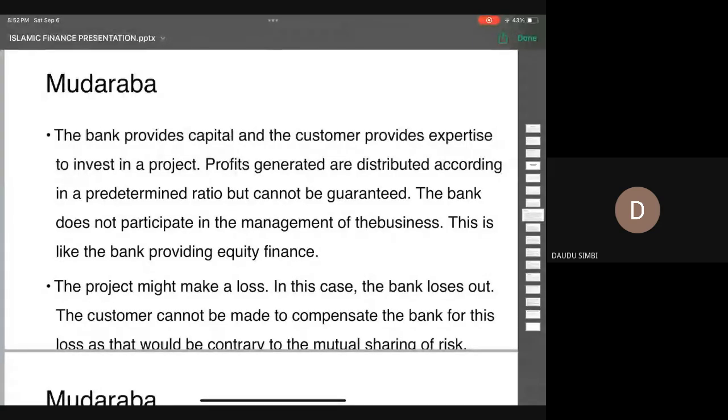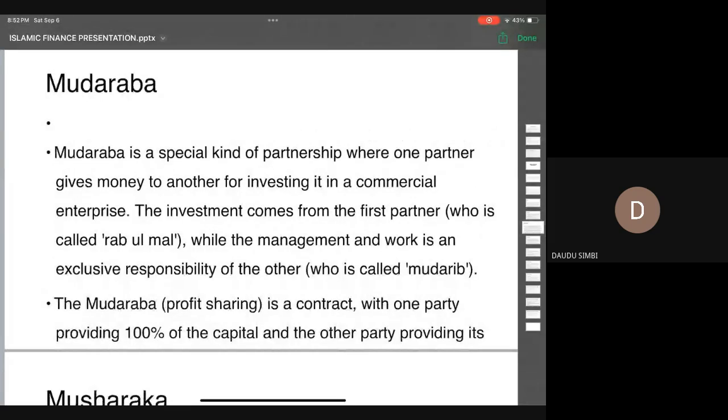Mudaraba is a special kind of partnership where one partner gives money to another for investing it in a commercial enterprise. The investment comes from the first partner, who is called Rabulmal, while the management and the work is an exclusive responsibility of the other, who is called Mudarib.